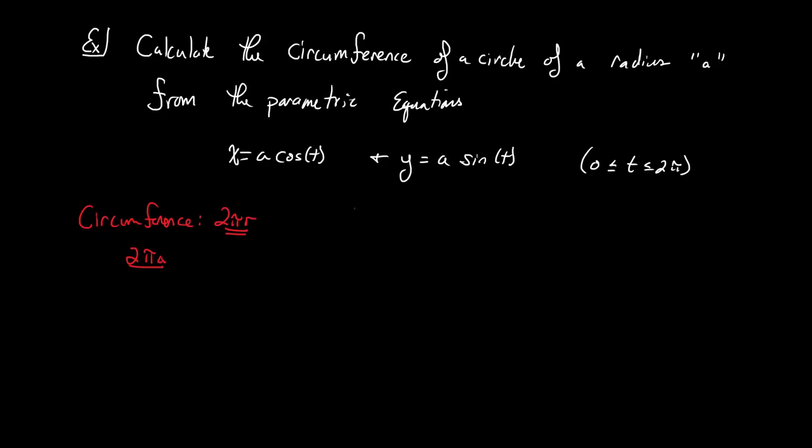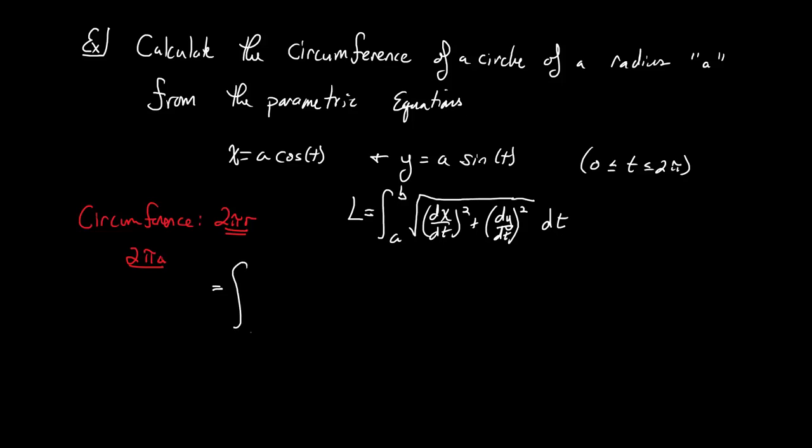So we know by definition the arc length is going to be the integral from a to b of the square root of dx dt squared plus dy dt squared, and this is all integrating with respect to t. Plugging this in, we're going to have the integral from 0 to 2 pi, and we're going to take the square root.